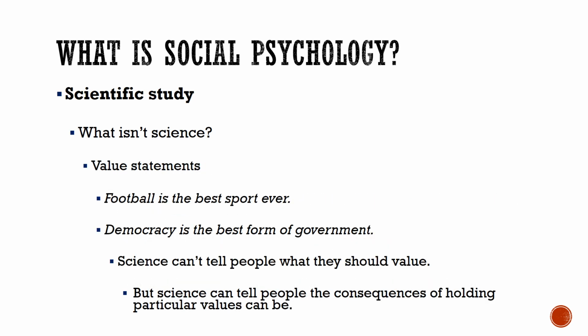Another thing that isn't science is value statements, like football is the best sport ever, or democracy is the best form of government. Science is not in the business of telling people what they should and should not value because such claims can't really be supported with empirical observations. Science can't tell you that football is actually the best sport because there isn't a way to empirically evaluate if one sport is quote unquote better than another.